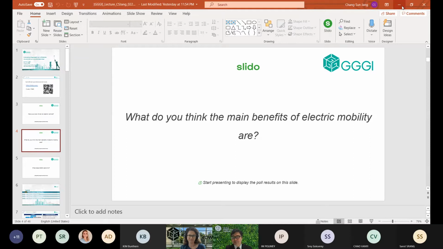Kim Hok Song, can you hear me? Yes, I can hear you. Please introduce yourself, and then is it okay to give your answer on the benefits of electric mobility? Yes, my name is Kim Hok Song, and currently I'm pursuing my master's degree in intelligent mechatronics under the supervision of Dr. Sarot Sarok, and I'm also a member of the Dynamic and Control Laboratory.